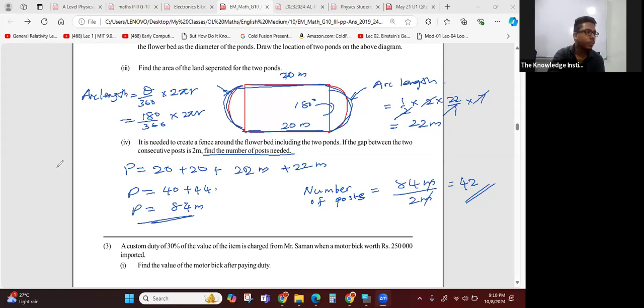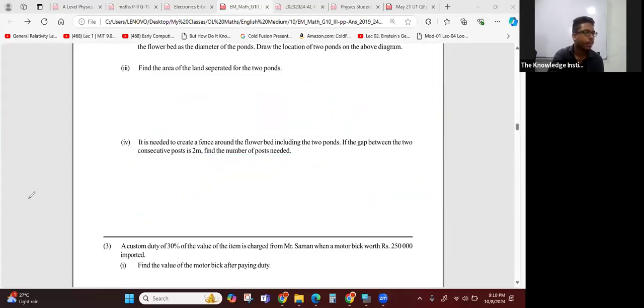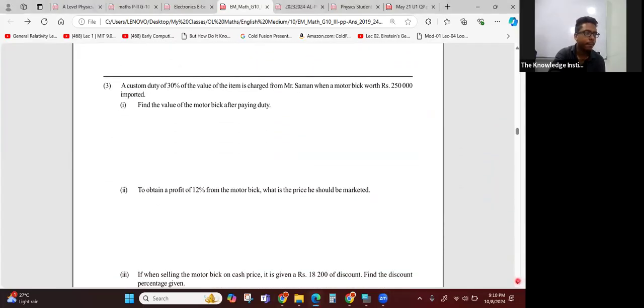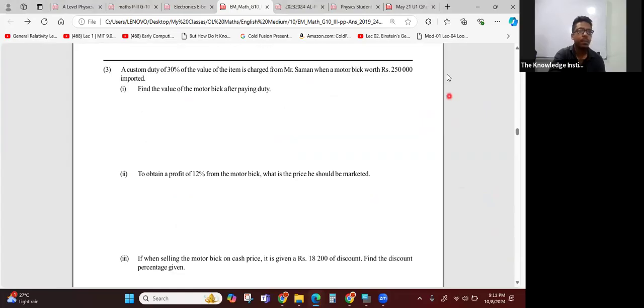Okay, so then let's move on to the next question. A custom duty of 30% of the value of the item is charged from Mr. Saman when a motorbike worth 250,000 is imported. Find the value of the motorbike after paying duty.